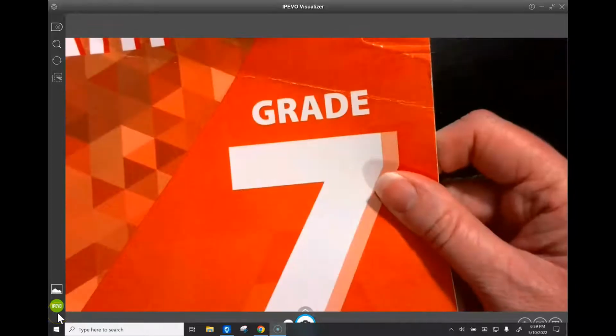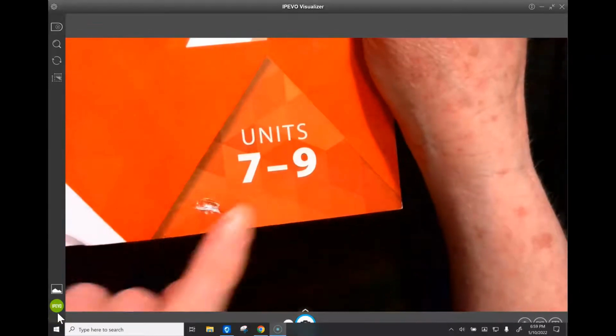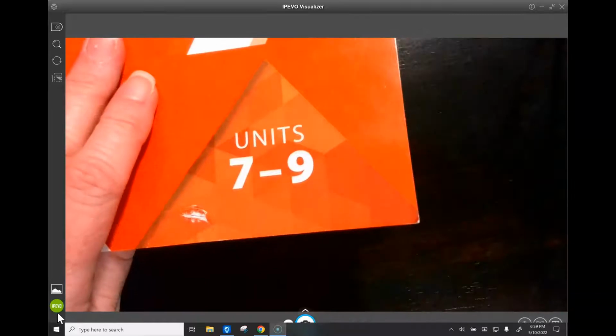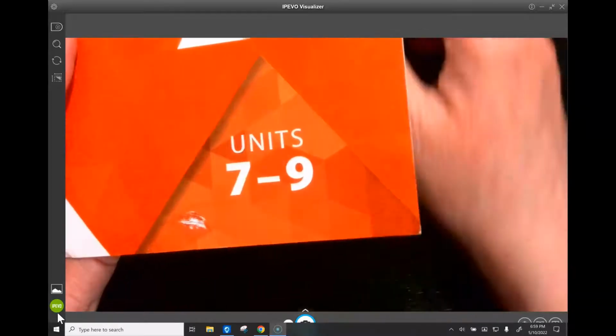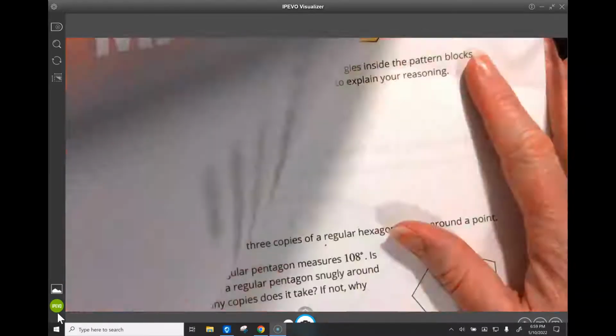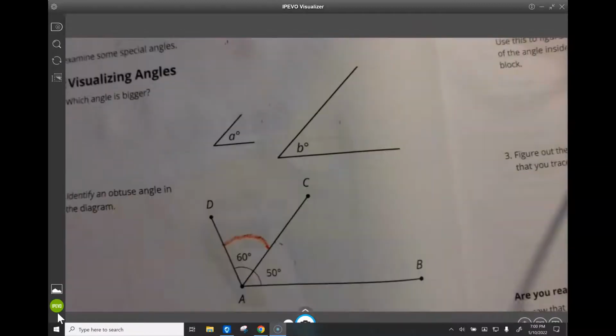So we get to start with a new book today, and this one is going to be the book 7 through 9. Make sure that you get this from the back counter before you start, because you're going to need it. So we're going to go to page 6, and we're going to talk about angles.